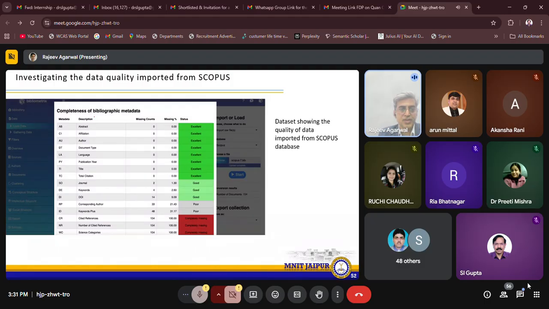So you are investigating. You can just see this database showing the quality of data. These data are excellent. These are the good data. And this is the completely missing. So this particular software, bibliometrics, is telling us the quality of data, how much information is missing. So 0%, 1.3, here more than 100%.